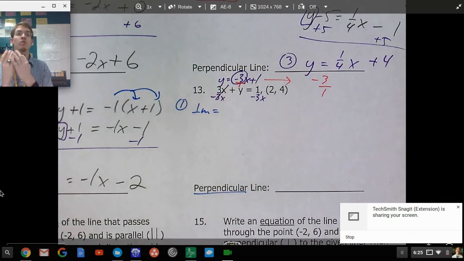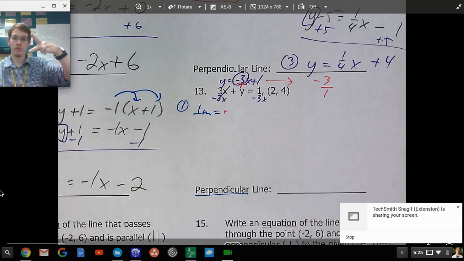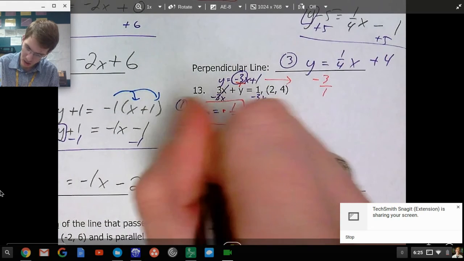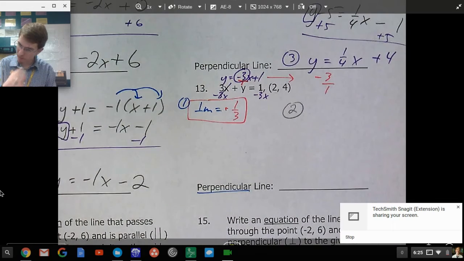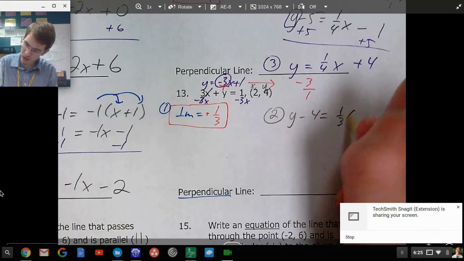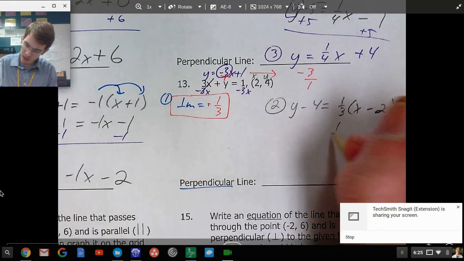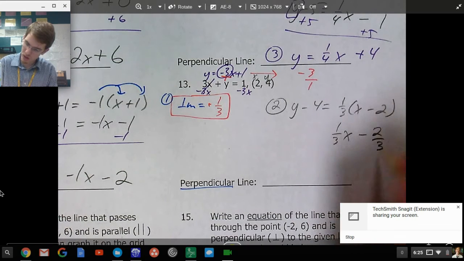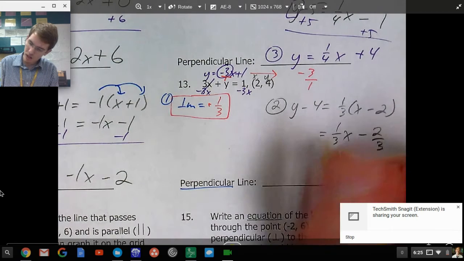So the opposite reciprocal: opposite goes from negative to positive. The positive slope over here goes from 3 over 1 to 1 over 3. So positive 1/3. There's our slope. So x1, y1: y minus 4 equals 1/3 times x minus 2. If I distribute that, I get 1/3 x minus 2/3, and that doesn't reduce any. And I've got y minus 4.